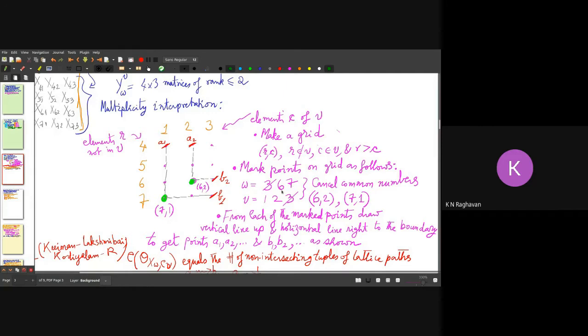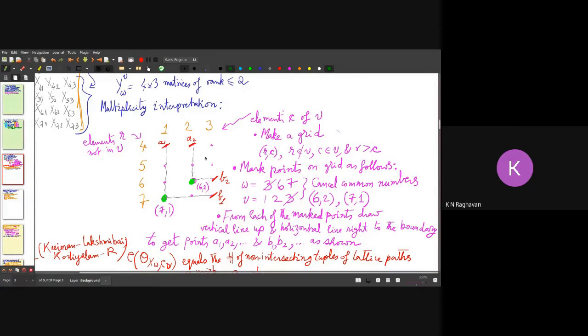I'll do a more complicated example, but I hope this is clear. You cancel all common numbers, then pair the 6 with the 2 and the 7 with the 1. And I mark these here. So this is 6, 2 and 7, 1. Now, from each of those marked points, draw a vertical line up and a horizontal line to the right, all the way to the boundary. This is my first point, with A1 and B1. This is my second point, A2 and B2.